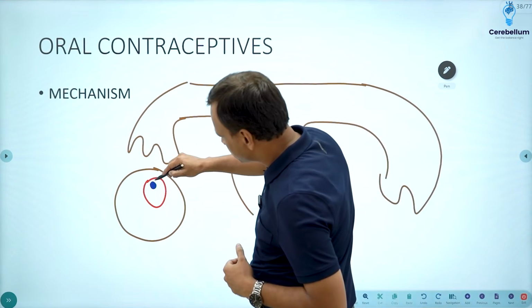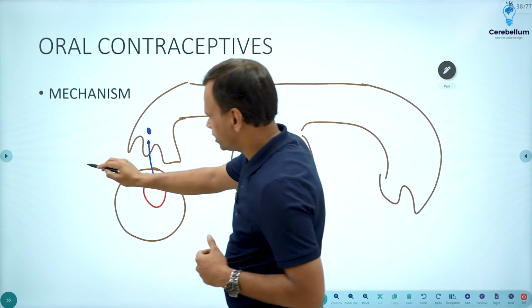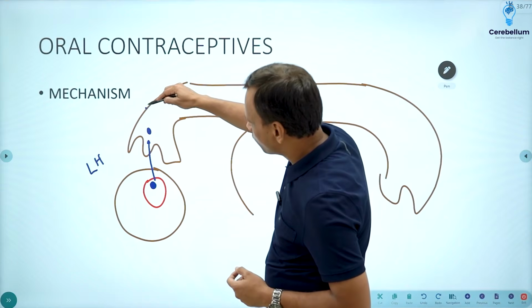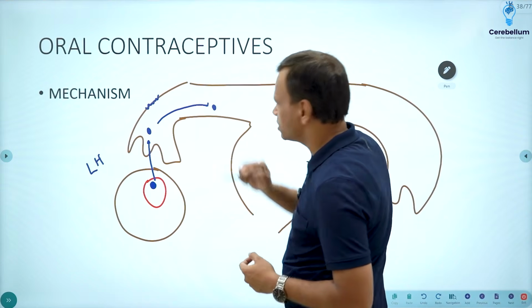The first process is the ovum comes outside into the fallopian tube. This is called ovulation. It requires an LH surge, a sudden increase in LH. Then with the help of movement of the fallopian tubes, it reaches the meeting point here. The ovum reaches the meeting point.